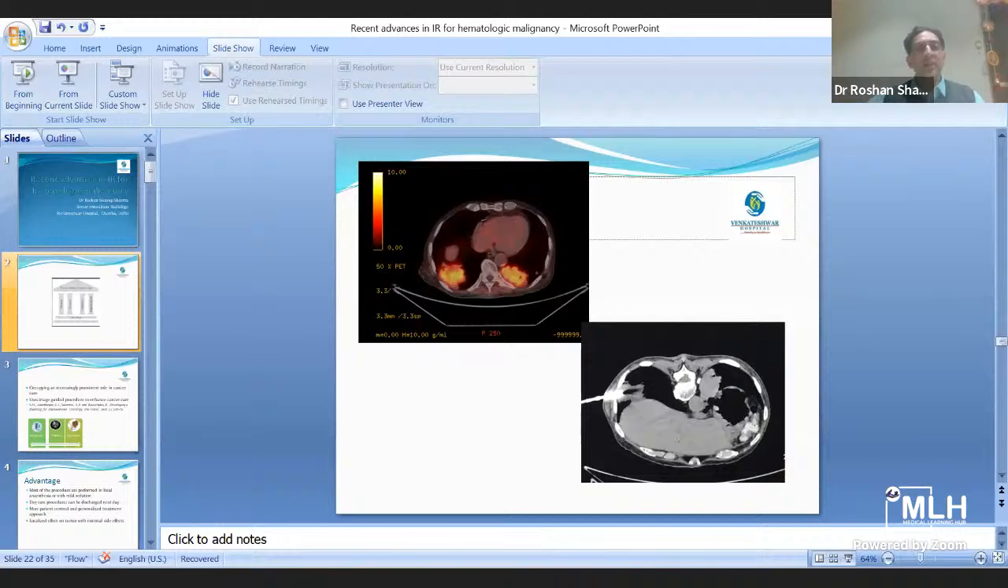And generally in IR, we use image-guided procedures to enhance cancer care. And this was the article, published in the journal Oncology in 2018. There are three parts of interventional radiology: diagnosis, therapy, and palliation. So what are the advantages of interventional radiology? Most of the procedures are performed under local anesthesia or with mild sedation. They can be performed as a daycare procedure, or we can discharge the patient the next day after observing for one day. A more patient-centered and personalized treatment approach is followed, with a localized effect on the tumor and minimal side effects.